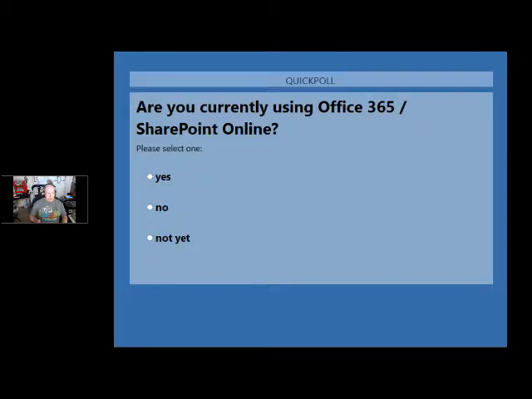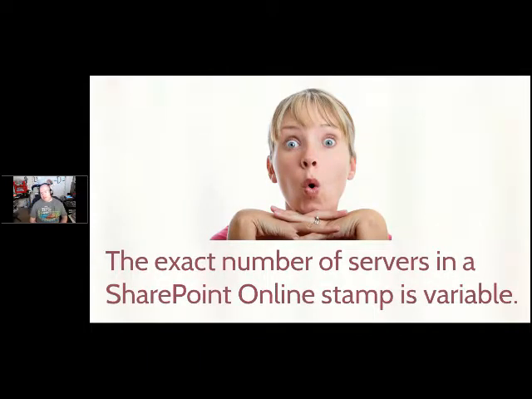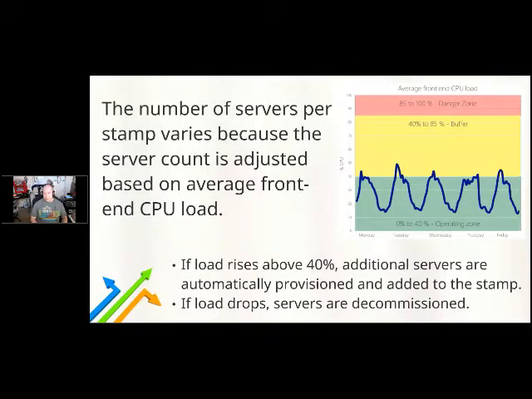Looking at the representation you see here, you might be inclined to think that a stamp is only 16 servers. Well, are you ready for the kicker? This is the one that throws people off sometimes. The exact number of servers in a SharePoint Online stamp is actually variable, and it can be changing at any point. The reason it's variable is because the number of servers that are provisioned in the stamp, and these are all virtual servers, they're provisioned to try and keep the CPU utilization at about 40% on those web front ends.